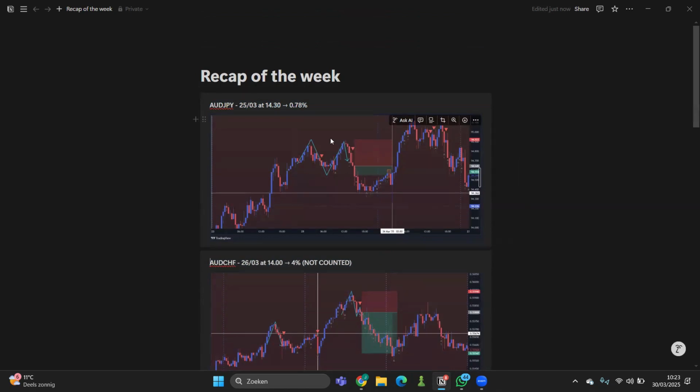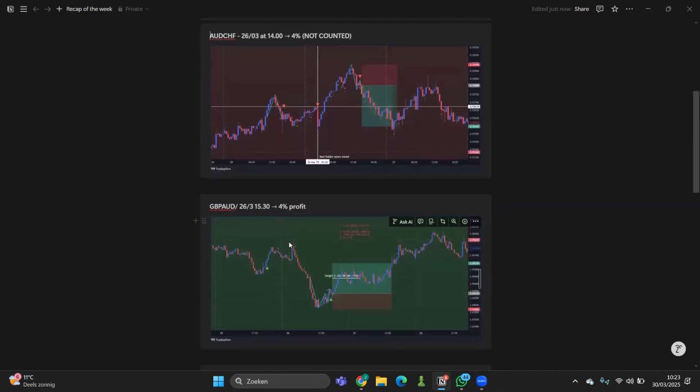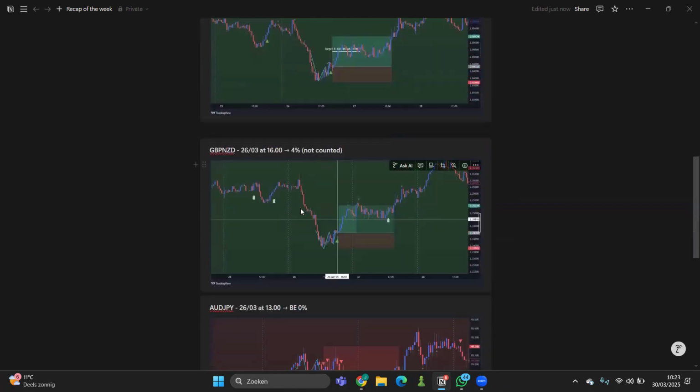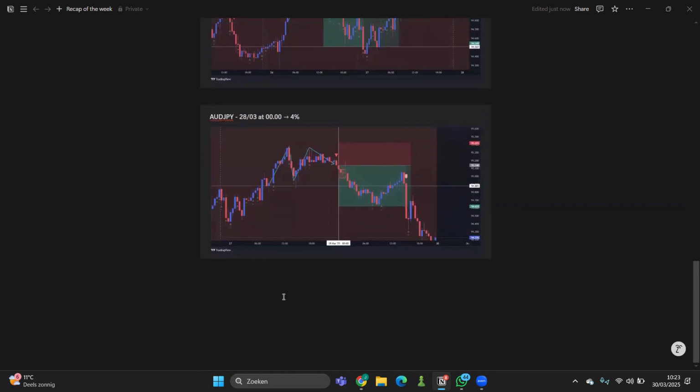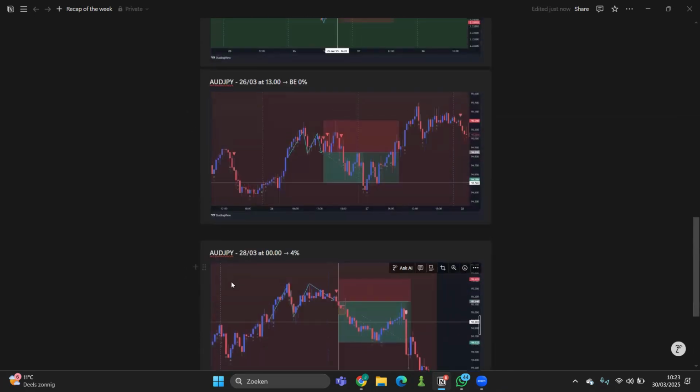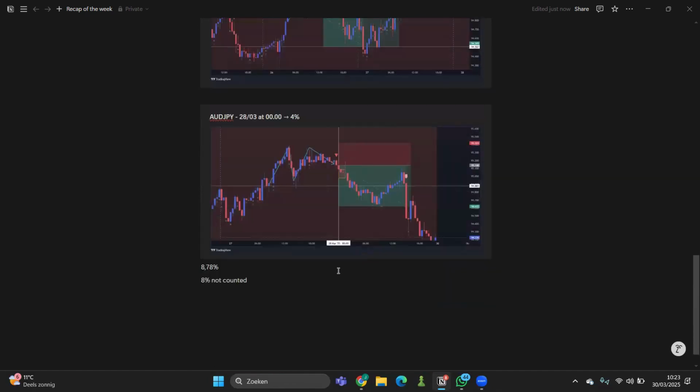So let's calculate: 0.78 plus not counted 4 plus not counted 0, and again 4. That's 8.78% for the week. Of course, this is with 8% not counted, since we are risk-off traders. If you're a risk-on trader, you just made 16.78% this week. Okay. Now, personally, that's not my style, because some weeks you will have 16%.